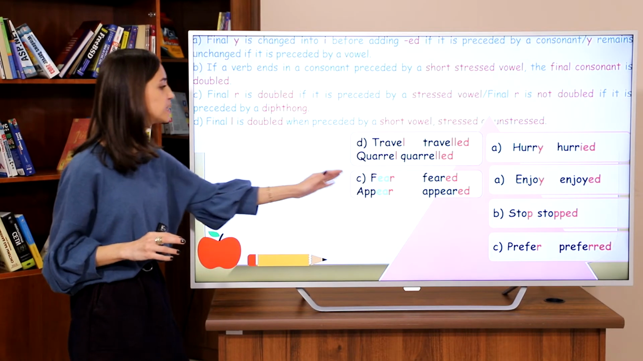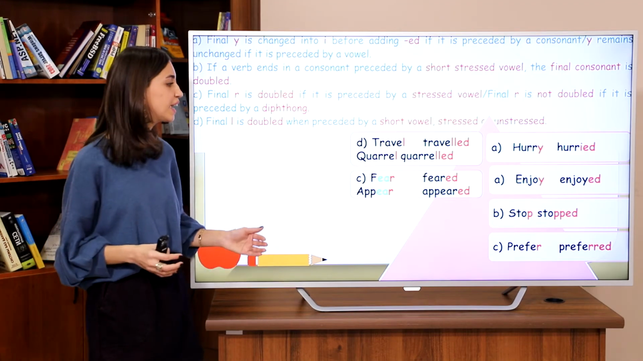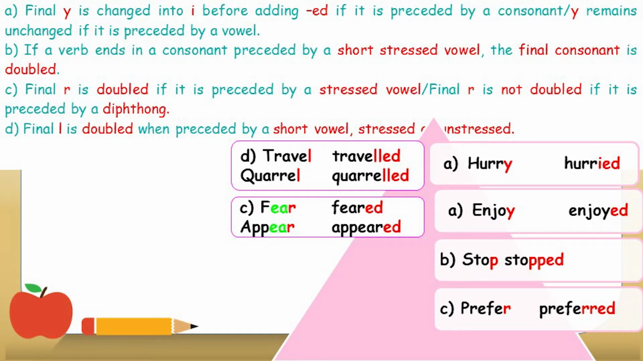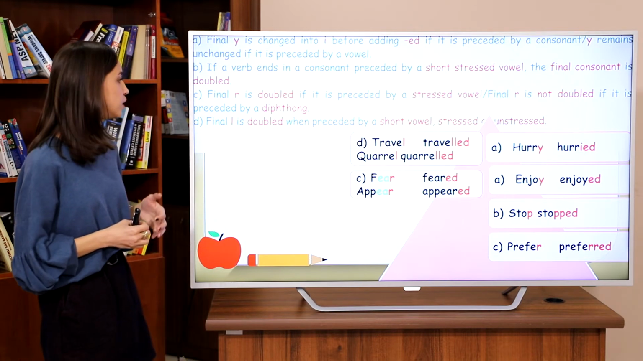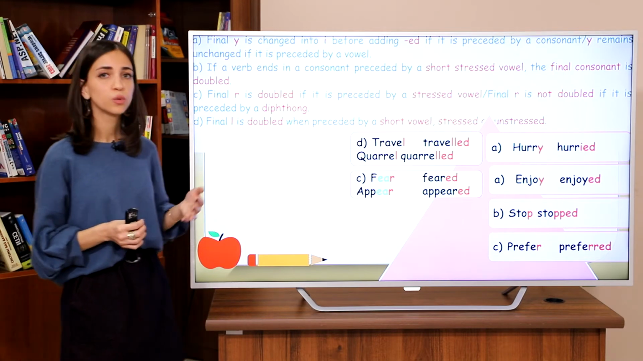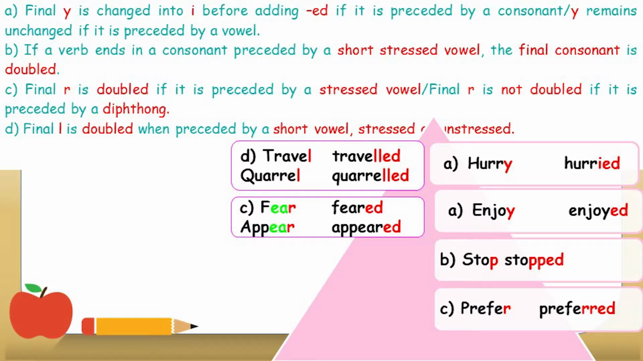Now let's look at this example. Fear. What do we have before R? EA, which is a diphthong. That is why we do not double anything. Now let's look at the last rule. Travel, traveled, quarrel, quarreled. So, final L is doubled when it is preceded by a short vowel. It can be stressed or not stressed. In other cases, it's not doubled.